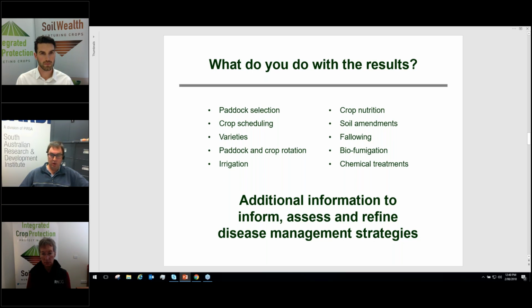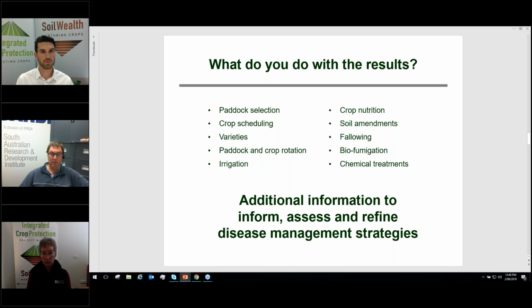Now, in the longer term, you can be using this technology to monitor whether your situation for a particular pathogen and disease risk is getting worse or better, and whether the things that you're doing are actually improving the situation in the longer term.